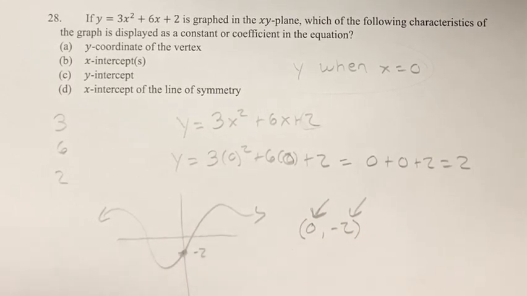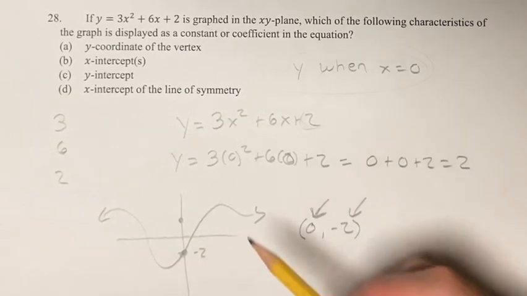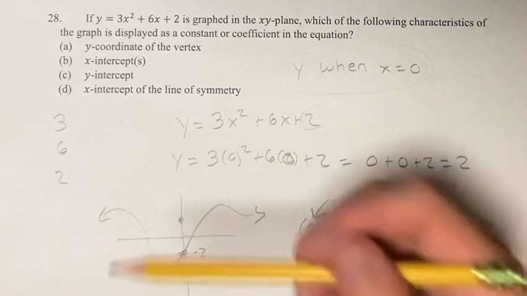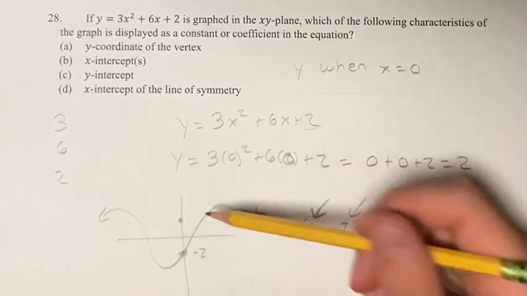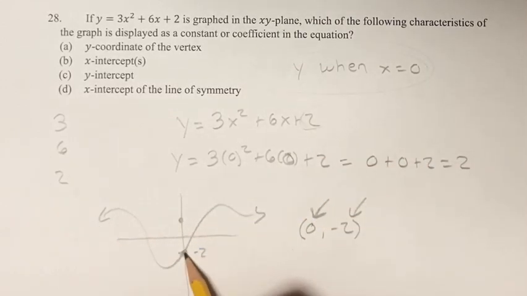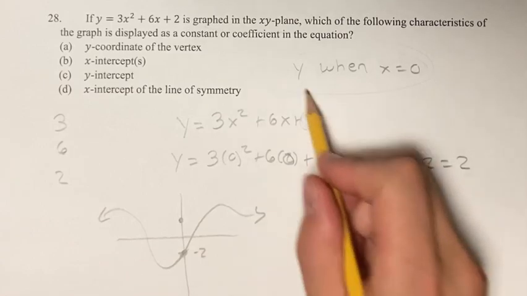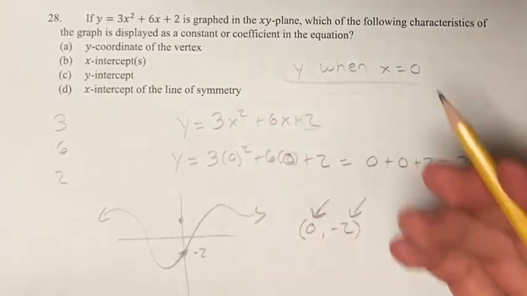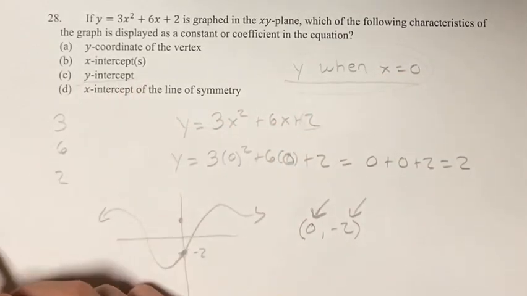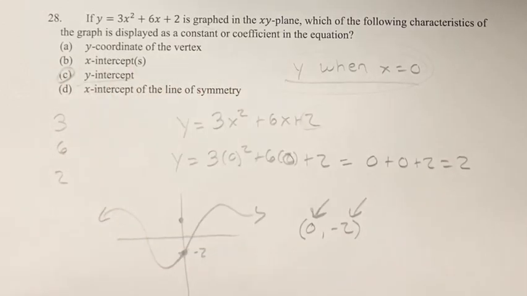So for this function, we could expect it to be at positive 2. But either way, this is the y-intercept of the function, right? It's the point at which the function intersects the y-axis. Another way to put it is the value of y when x is equal to 0. But they write it as the y-intercept, so that's what we're going to do. C is going to be your final answer.